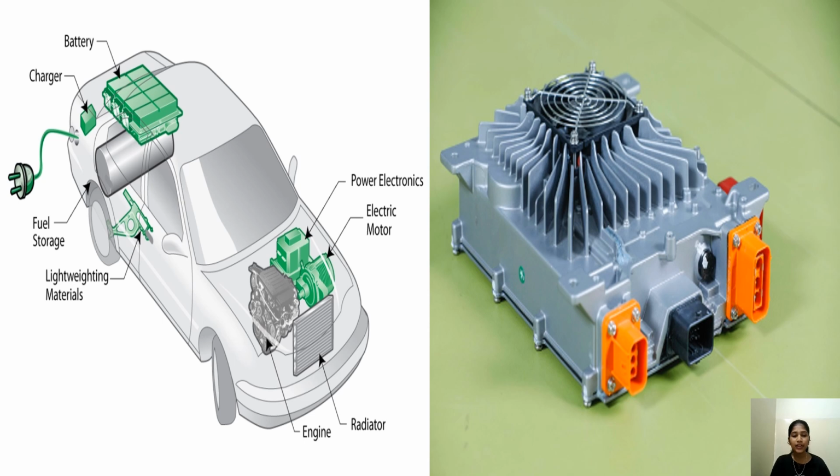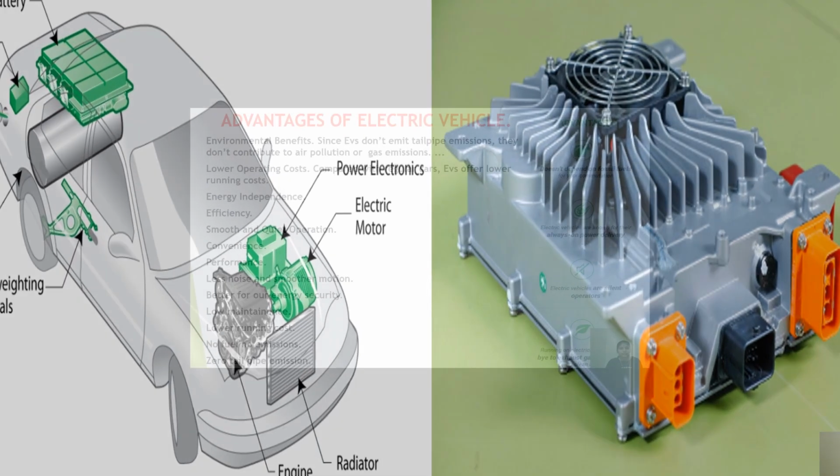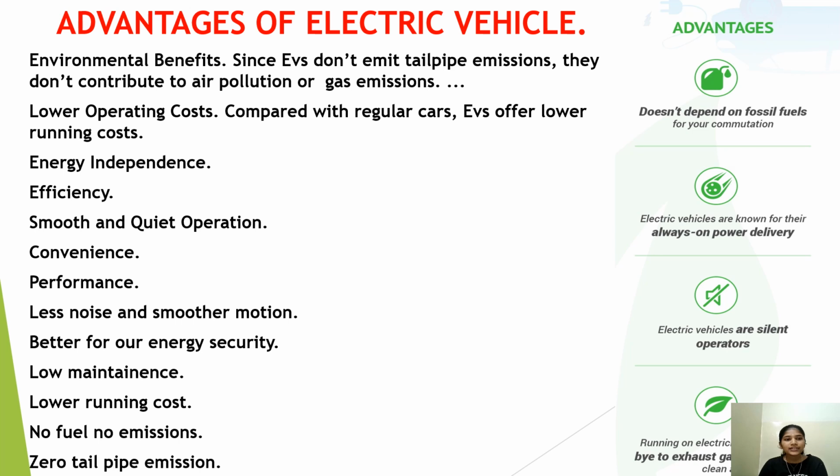These are some pictorial representations of the electric vehicle control unit. The first picture represents the low voltage DC-DC converter, and the second picture represents the vehicle control unit. Now let us discuss the advantages and disadvantages of electric vehicles. Firstly, the advantages of electric vehicles.